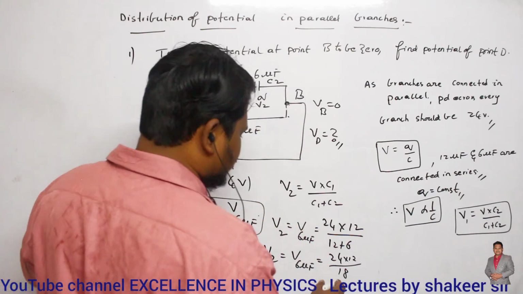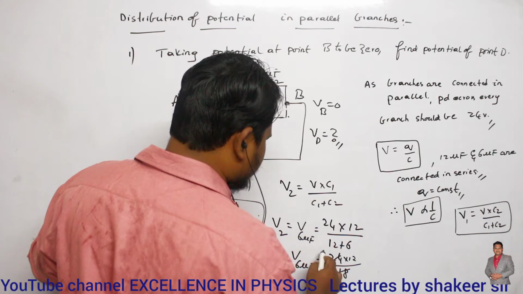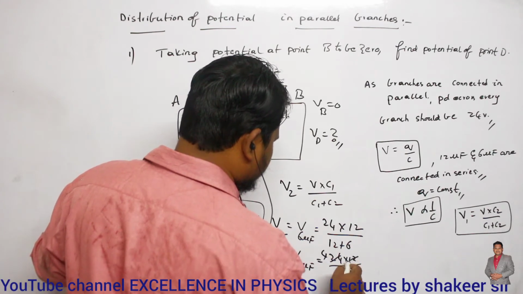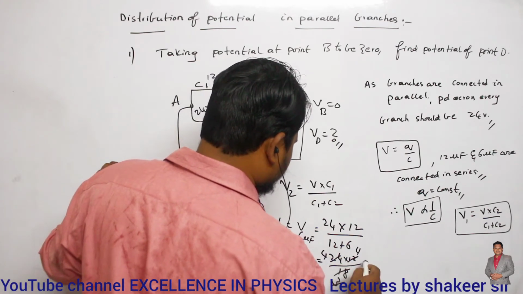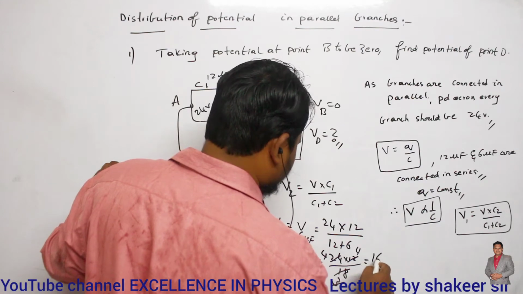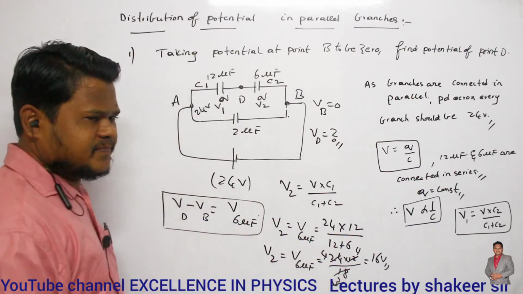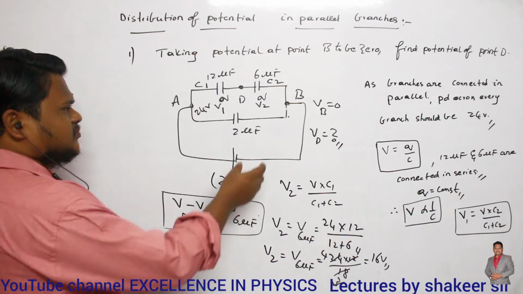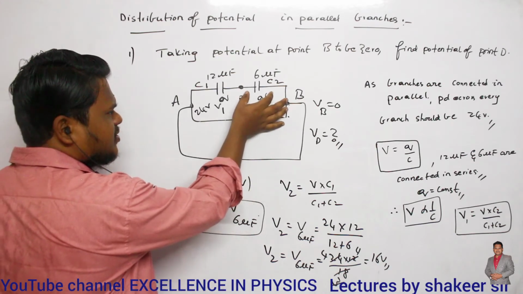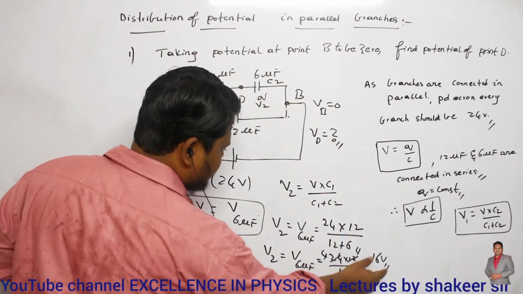So how much? 6 3s are 18, 6 4s are 24. So 3 1s are 3, 3 4s are 12. So total, how much? It is equal to 16 volts. Clear? So what is the potential drop? Potential drop in the 6 microfarad capacitor is equal to 16 volts.